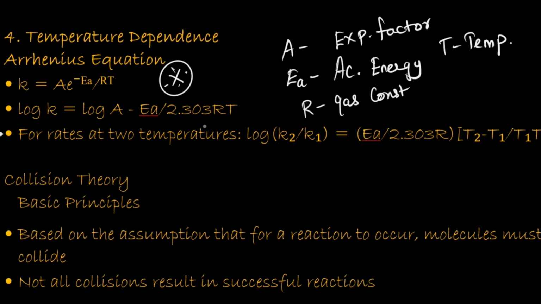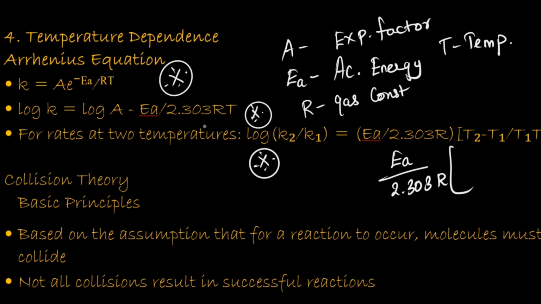Right. So upon taking log of this equation, you will end up with log K equals log A minus Ea by 2.303 RT. So what if I am having more than one temperature? Let's say two temperatures. So this equation, log K2 by K1, which is equal to Ea, that is activation energy, divided by 2.303 R, into T2 minus T1 divided by T1 T2. Okay, so that is the Arrhenius equation.